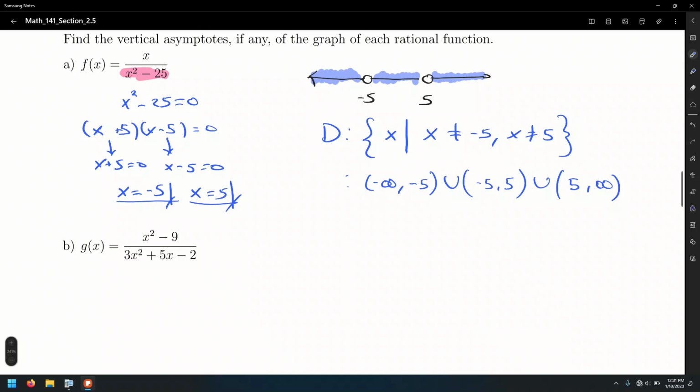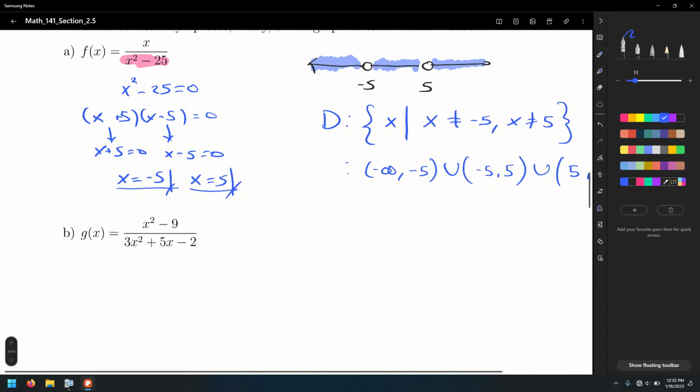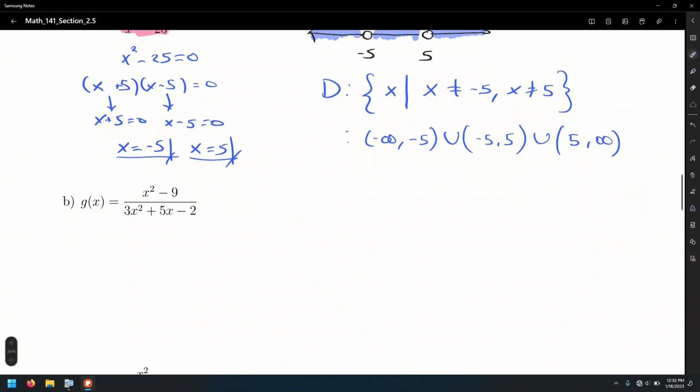g of x equals x squared minus 9, and the denominator is 3x squared plus 5x minus 2. So again, it's important to factor everything out to determine whether we may or may not have some common factors that divide out. In those situations, you'll see what happens. It looks like the numerator is another difference of squares, which can be rewritten as x plus 3 times x minus 3, all right? The denominator, however, is not a binomial. It's actually a trinomial, 3x squared plus 5x minus 2.